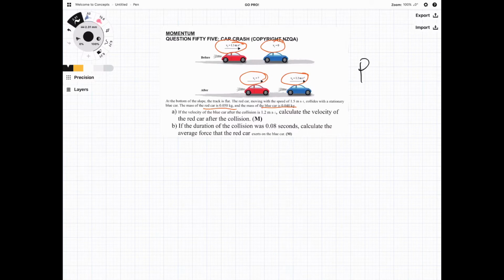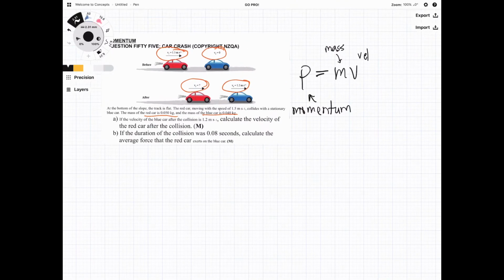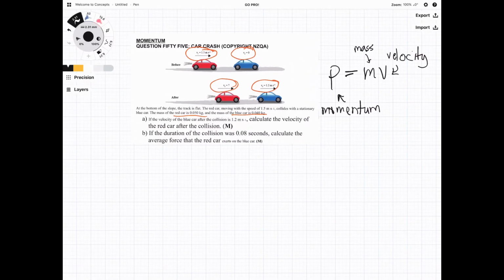So we have our equation P equals mv. P is momentum. Mass, as you're familiar with, and velocity. So this is our equation. We're all quite familiar with this equation already, hopefully. So what we want to say, this is a conservation of momentum question. So we can say that Pi, the momentum before the collision, is equal to the momentum after the collision. That means the momentums of the two cars before the collision added together is equal to the momentums of the two cars after the collision.